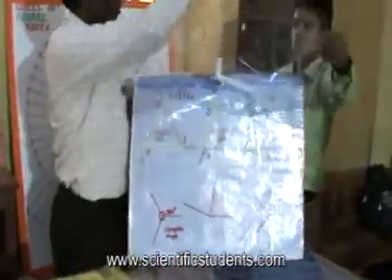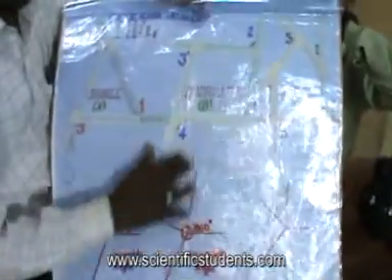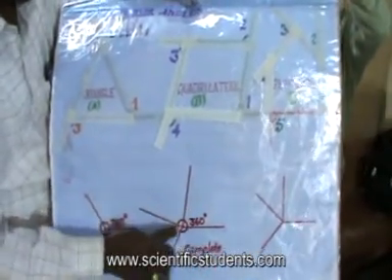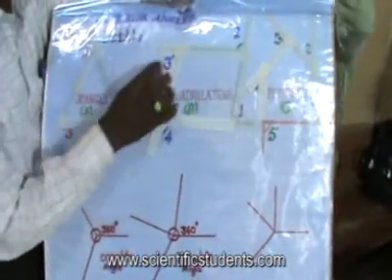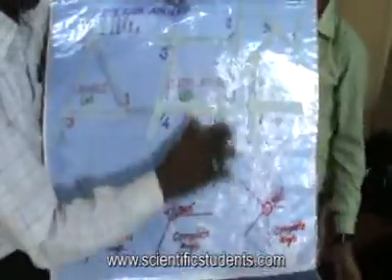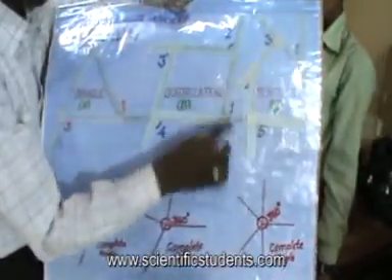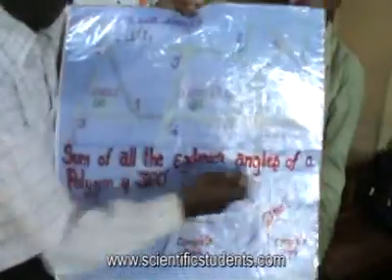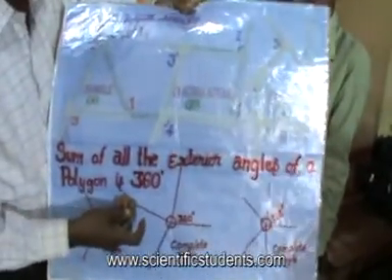Then the fourth angle of the quadrilateral is cut and pasted here. After pasting this one, we got 360, that is a complete angle. We can say the sum of the exterior angles of the quadrilateral is 360. In the pentagon also we can obtain that the sum of the exterior angles of the pentagon is 360. In general, we can say the sum of the exterior angles of any polygon is 360.